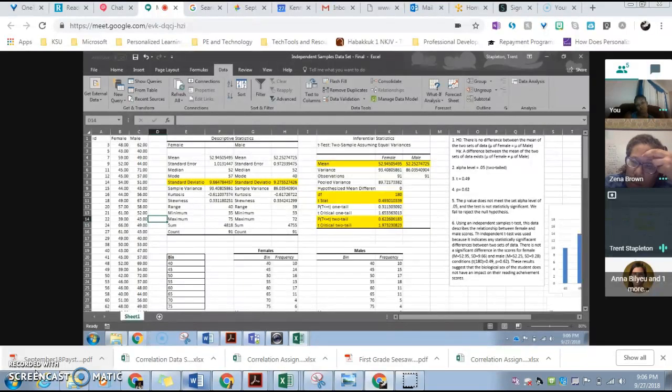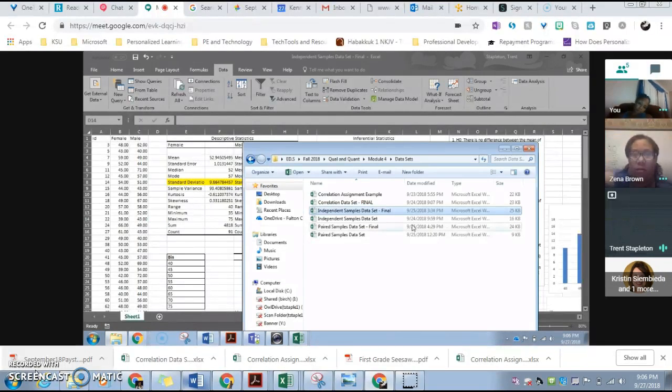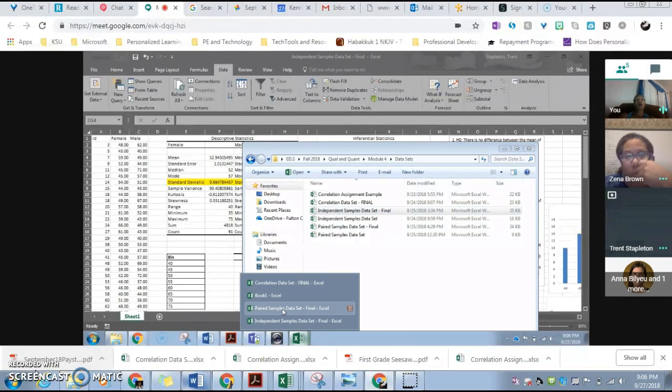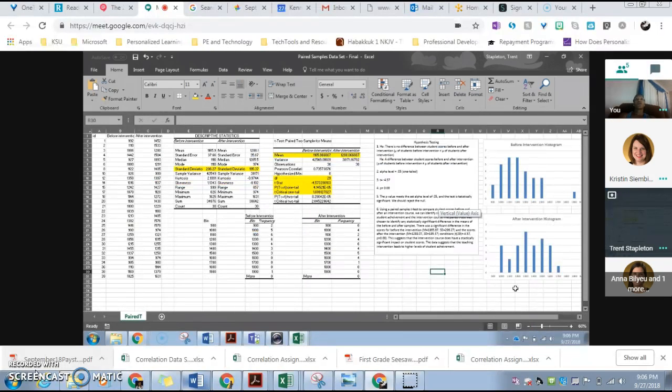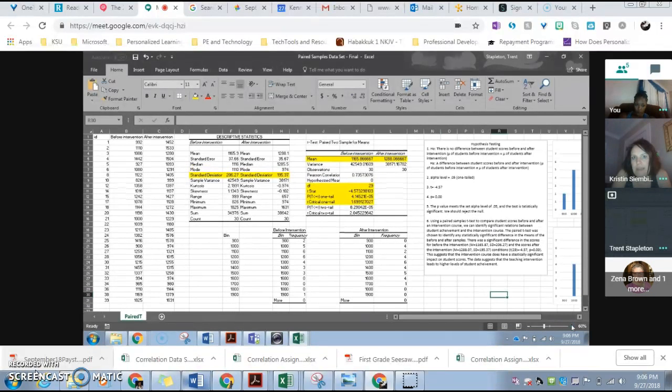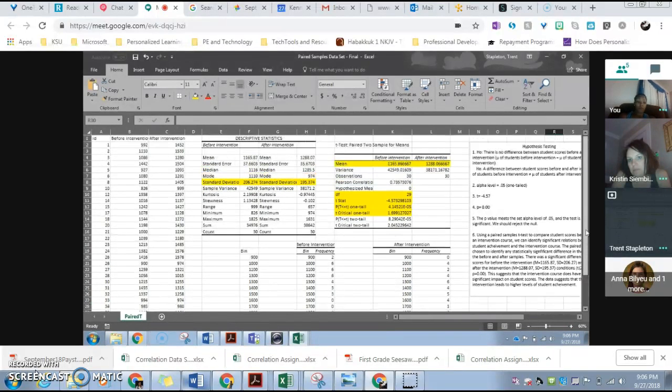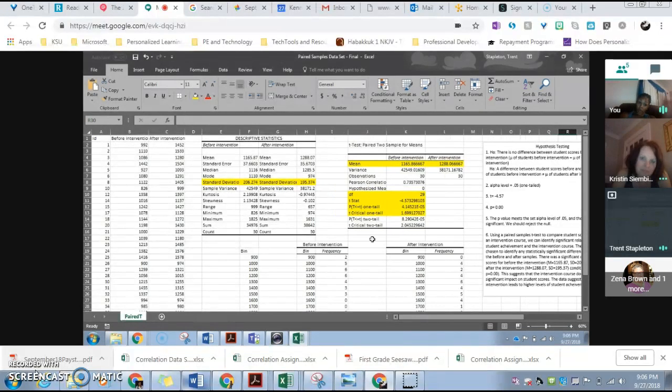All right, are we ready to look at the third one? Yep, pull the third one up. That's the paired samples, right? We only have to turn in the correlation one. Yeah, the other ones aren't due till next week. Okay, but I'm going to go ahead and do them. Go, Jasmine. It's fresh in your mind? Yes.